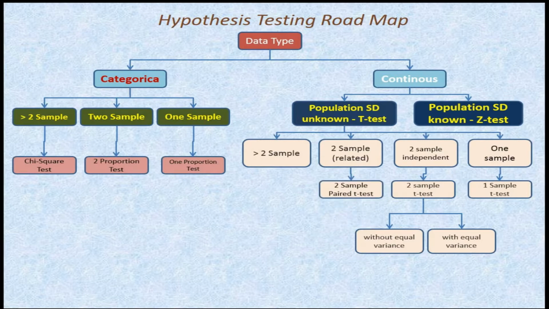For two sample related, we'll use the paired test, or two sample paired t test, and if we have greater than two samples, we will use ANOVA.